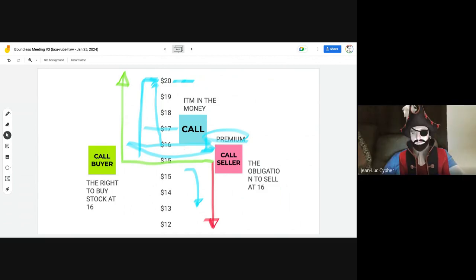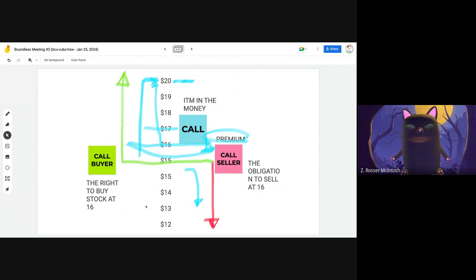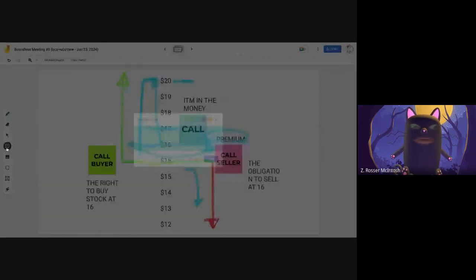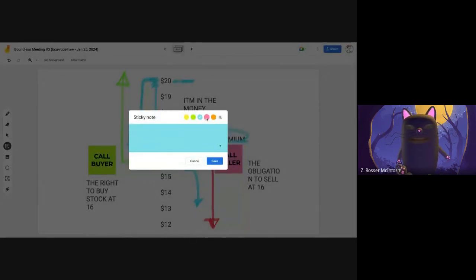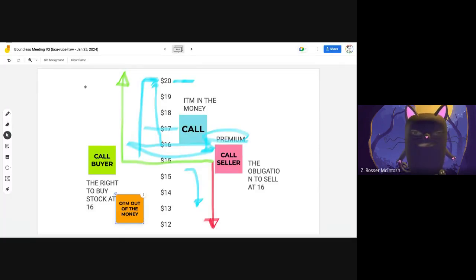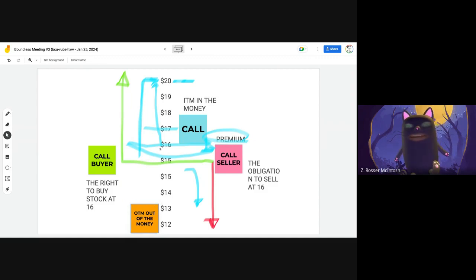Yep. And then on the flip side, I'll put this up here as well, OTM, out of the money. That's pretty obvious what that means. If we buy a call at 16 and then the stock goes down to 13 or even stays at 15, our call up here would be out of the money.